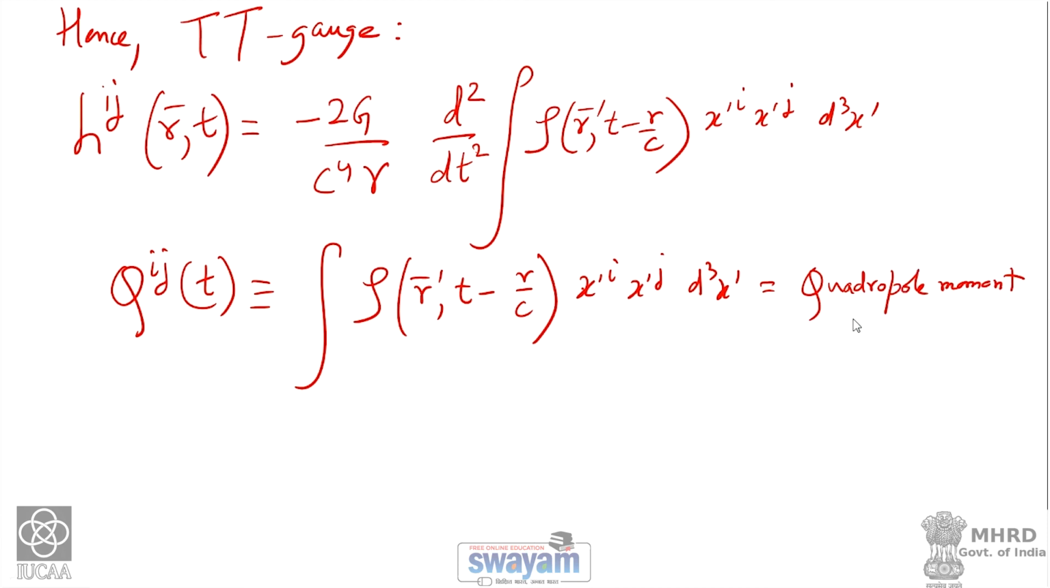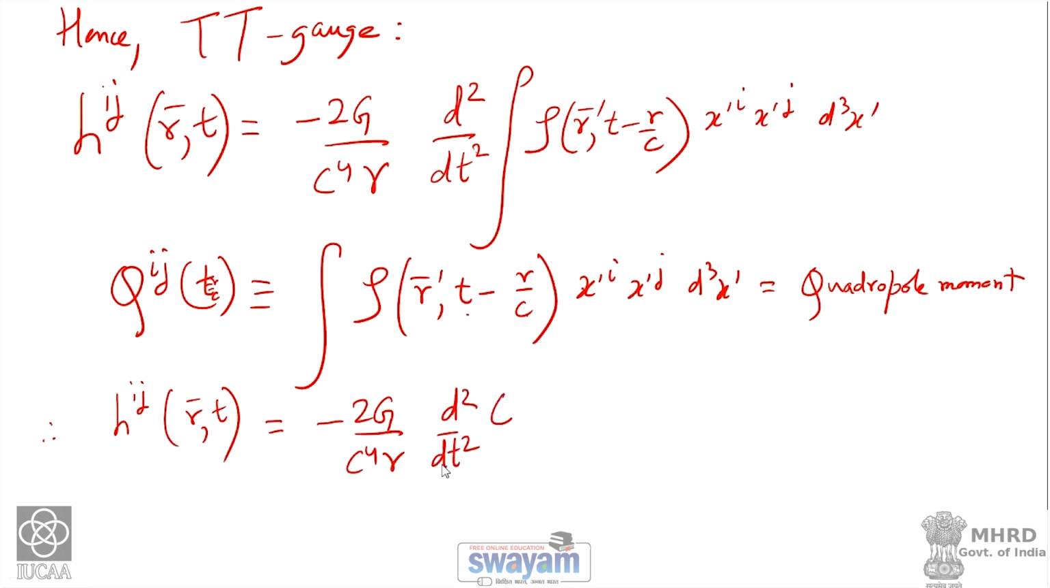And what we have obtained is the celebrated quadrupole formula for gravitational wave generation, where t remembers the retarded time, so t minus r by c. Therefore, h_ij in the TT gauge, the gravitational wave amplitude, is simply minus 2G by c⁴ r into d²/dt² of the quadrupole moment tensor Q_ij at the retarded time t minus r by c.